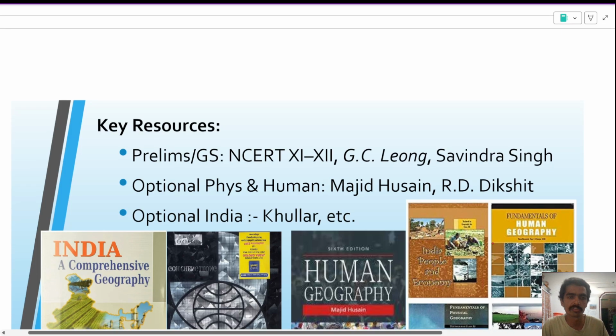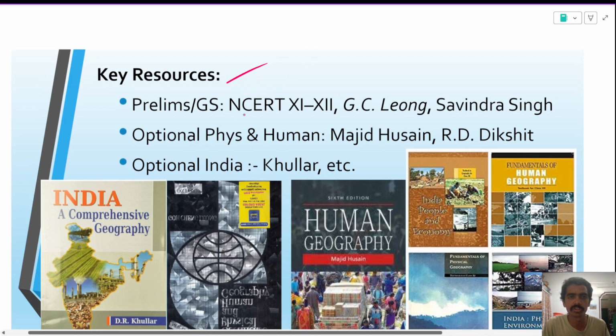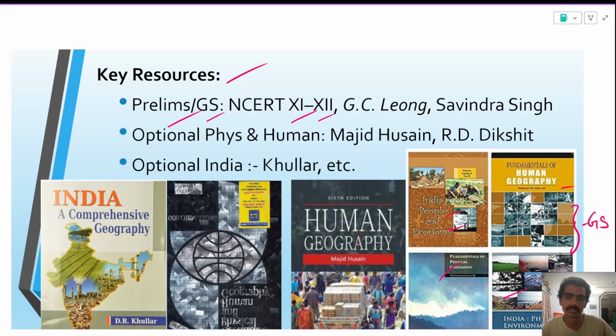Then coming to the key resources for all the geography topics, for prelims or GS: NCERT class 11th and class 12th. Along with them, study India: People and Economy and Fundamentals of Human Geography, which will be helpful not only for prelims but for GS also. Then G.C. Leong and Savindra Singh. This is the G.C. Leong book. It will help with better understanding and conceptual clarity, with diagrams, maps and other aspects.